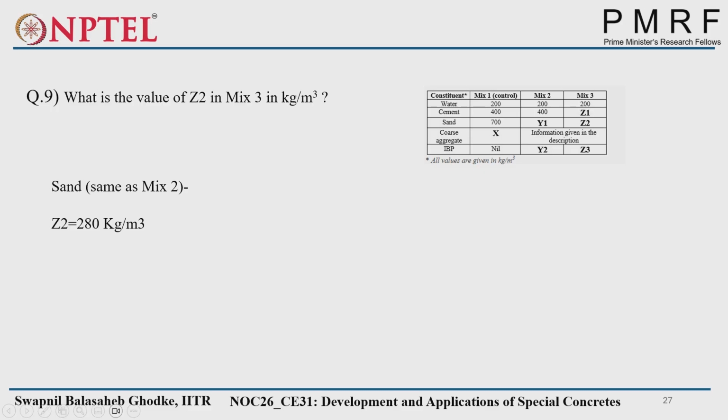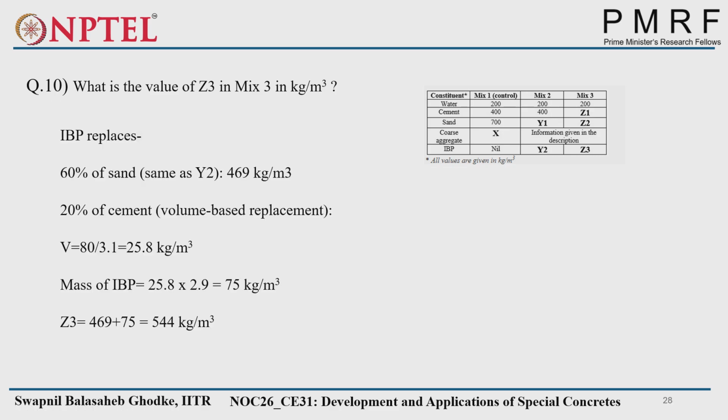Now, how much will Z3 be? 60% of the sand has been replaced, and 20% of the cement has been replaced. So we have to add both, right? 60% of sand gives 469, and then 20% of cement, the volume, how much? 80.